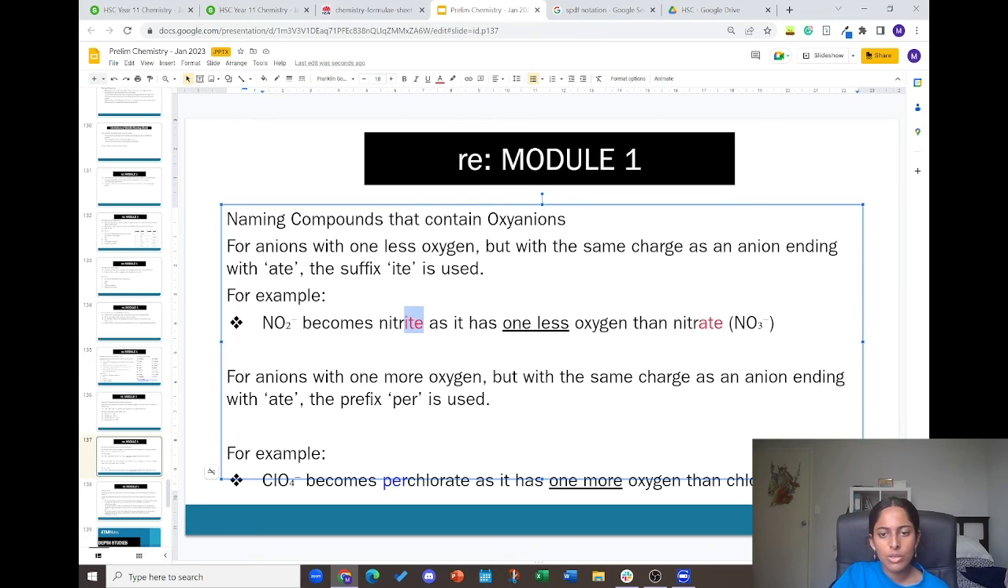For anions with more oxygen, for example, something like chlorate becomes perchlorate, so you add a prefix of per. Hopefully that makes sense. The charges always stay the same, by the way, for all of these variations. You can see here that nitrate and nitrite have a negative charge. Perchlorate and chlorate also have a negative charge. You don't need to understand why, so don't worry about it.